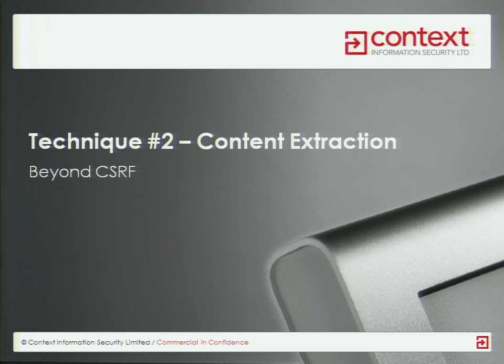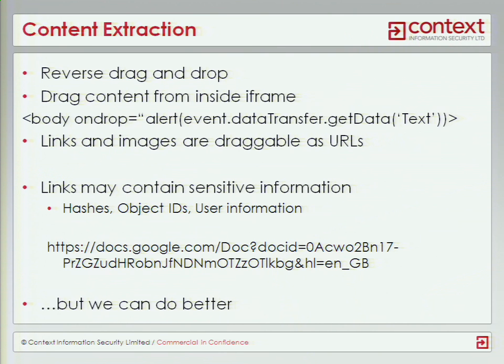Okay, so that was content injection, and that bypasses cross-site request forgery. But we can actually do even better than that. And we can get data out of an iframe. So how does that work? Well, we actually reverse the drag and drop technique that I showed you. Instead of dragging data into an iframe from the attacker site, we get the user to drag content out of an iframe and onto the attacker site.